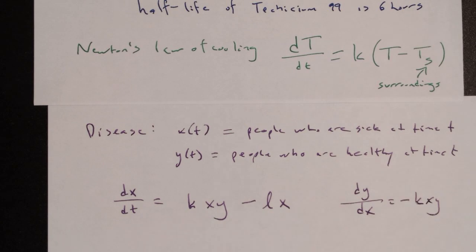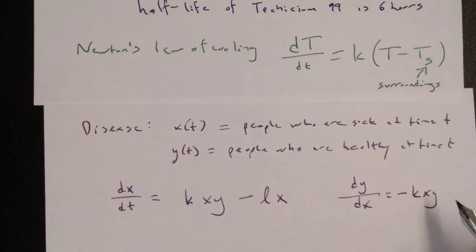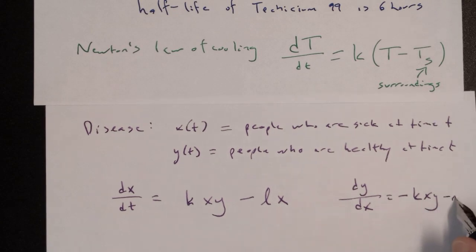Every person who was healthy that got sick is no longer in the healthy population. But I also would say it's quite possible for a healthy person just to catch a cold, right? You don't have to be exposed to someone else with a cold to get a cold. So there could be something else that just has to do with healthy people.